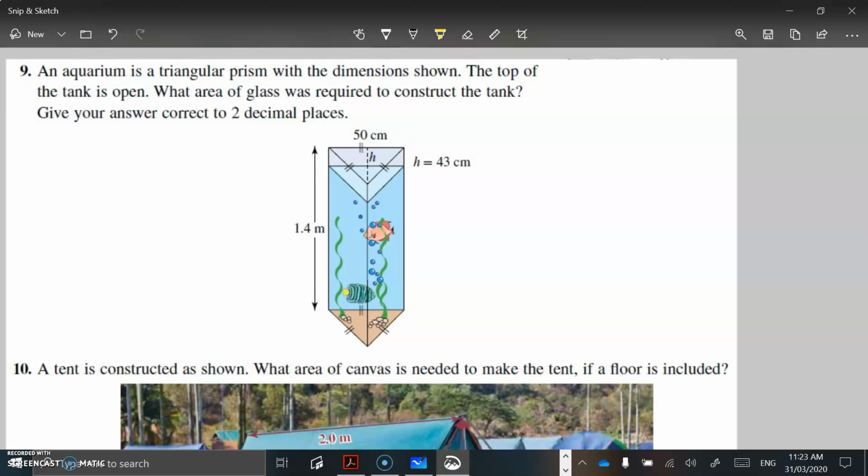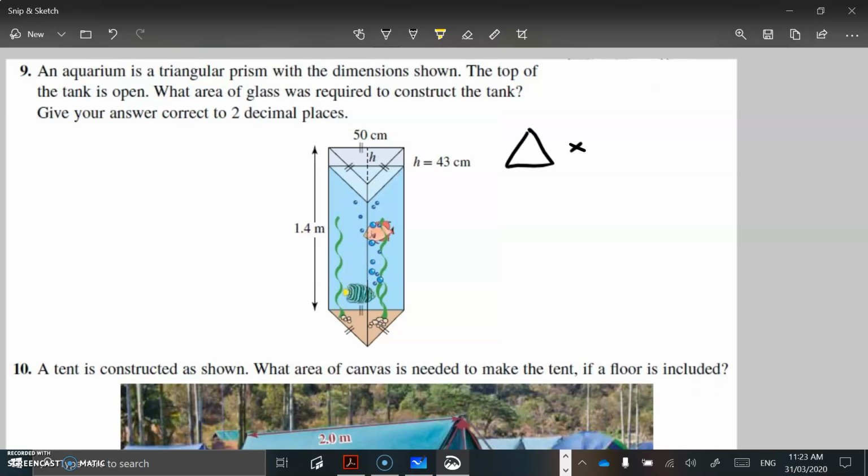So this first one, we've got a triangular prism with the dimensions shown below of an aquarium, and what area of glass was required to construct a tank. Now the context, obviously, if it was just a very closed box, it would make sense that you would have 2 triangles. But here, this aquarium, I'm going to assume, has an opening on the top where you could fill up the water, clean it, you could feed the fish. So we really only need 1 triangle.